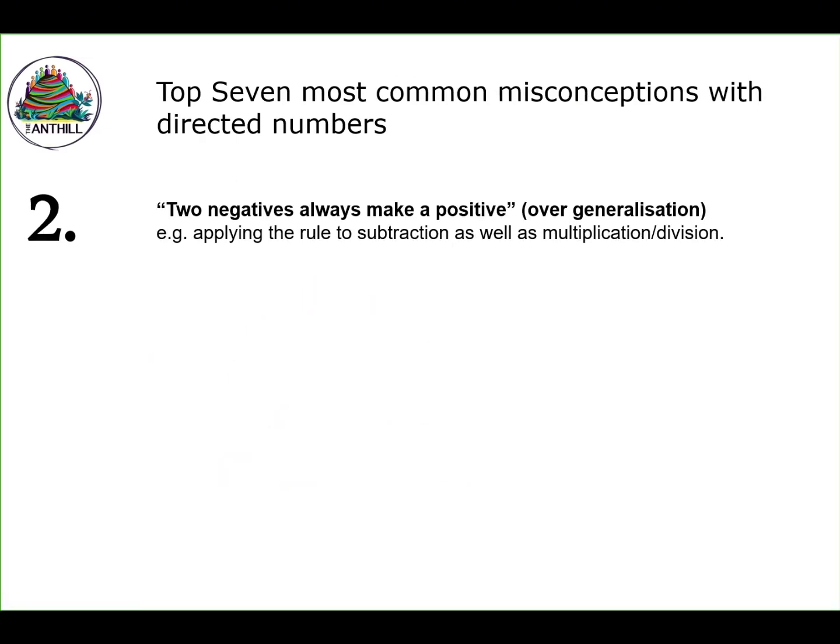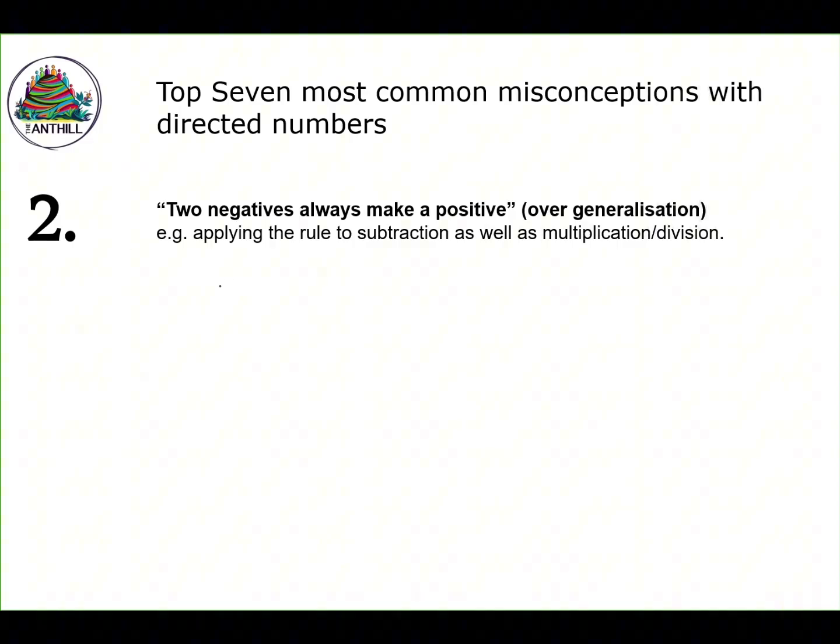In at number 2, 2 negatives always make a positive. This is such a classic example and a really, really common misconception, where students will overgeneralize the rules of multiplication and division and apply them to subtraction. Adding and subtracting, and multiplying and dividing, need to be kept completely separate in that sense.